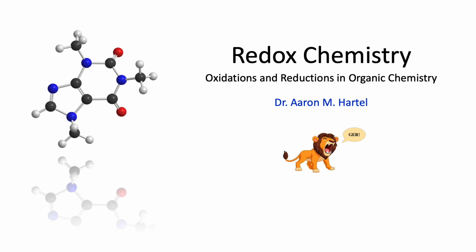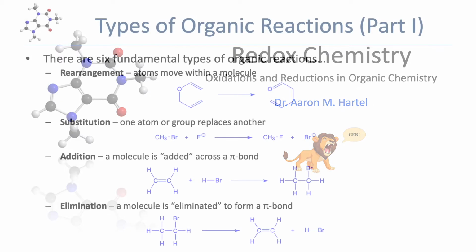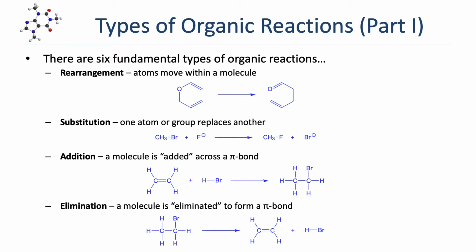In this lesson, we're going to introduce the concepts of redox chemistry and see how reductions and oxidations apply to organic chemistry. Let's start off with a quick overview of the types of reactions found in organic chemistry. There are only 6 fundamental types of organic reactions.